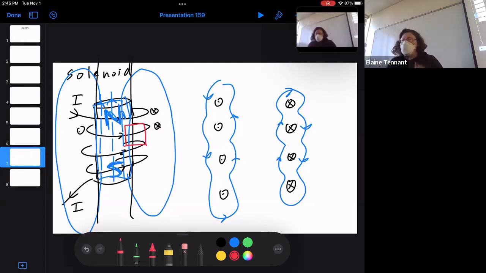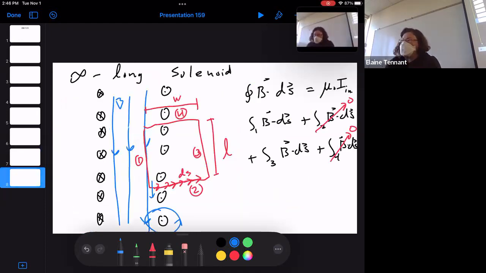I have an infinitely long solenoid. You guys told me the magnetic field couldn't get out, right? Like when I drew this line right here, what that meant was this magnetic field had to bend. It couldn't get out. So what should the magnetic field on the outside of my solenoid be? You want to say 0, right? And you would be right to say 0.